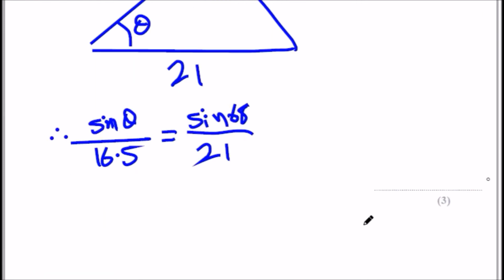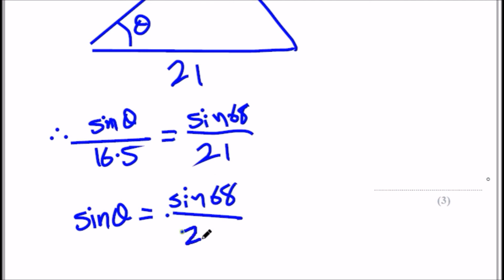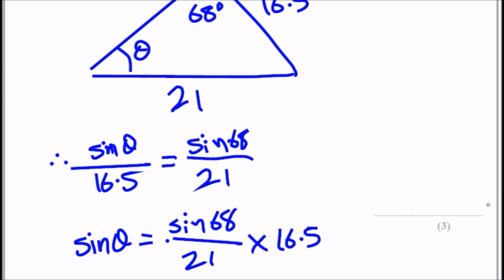And then to do this, you just multiply 16.5 across. So it'll be sine theta equals sine 68 over 21 times 16.5. Whatever you do, calculate this and just sine inverse it in the calculator. So I'm going to go ahead and do that. Sine 68 over 21 times 16.5. I got 0.72, and then sine inverse that, you have 46.8 degrees.